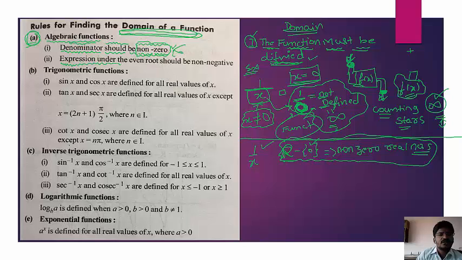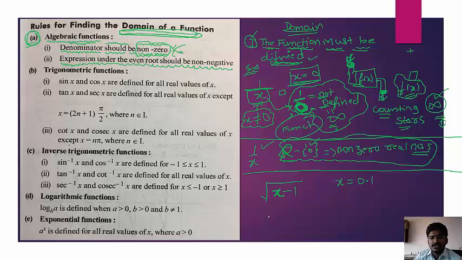Expression under the even root should be non-negative. Expression under the even root should be non-negative means, see students, I will write one example so that the second thing will also be very clear. If I write square root of x minus 1, and if I give x equal to 0.1, what are you going to get for this? You will get 0.1 minus 1, it will be minus 0.9. Are you getting my point? You are going to get minus 0.9.